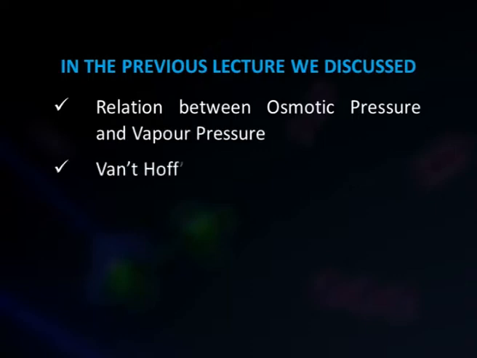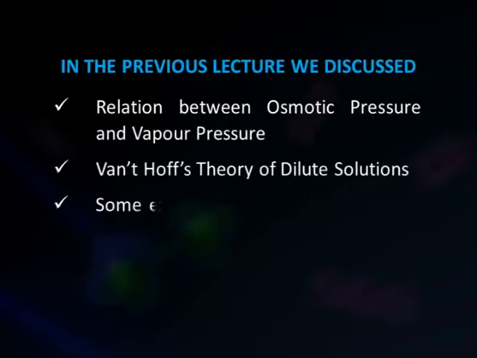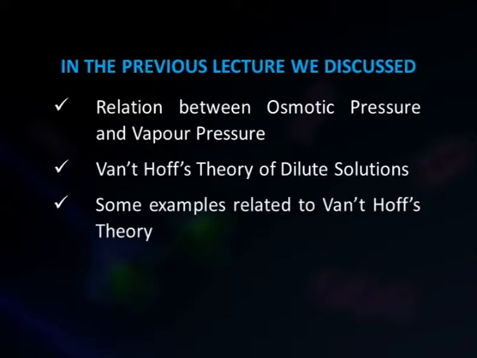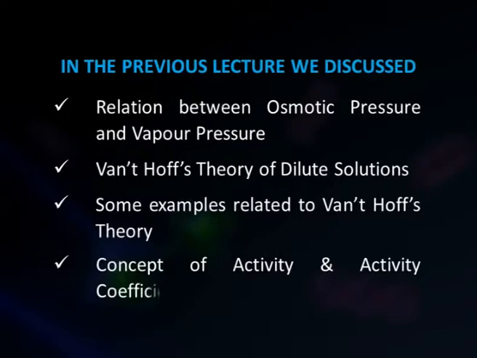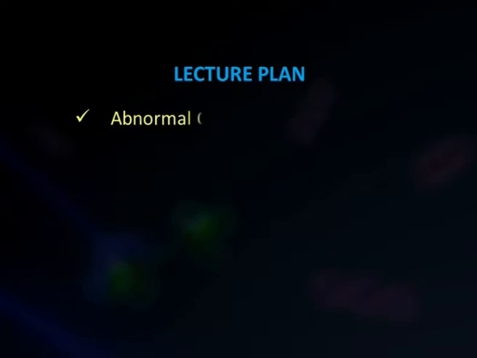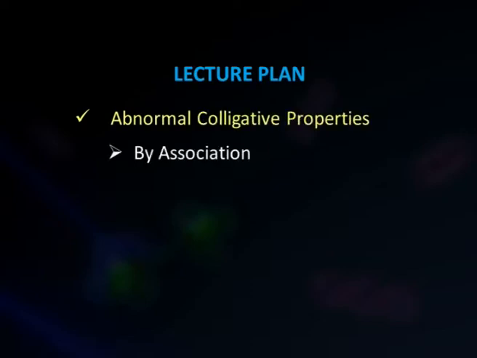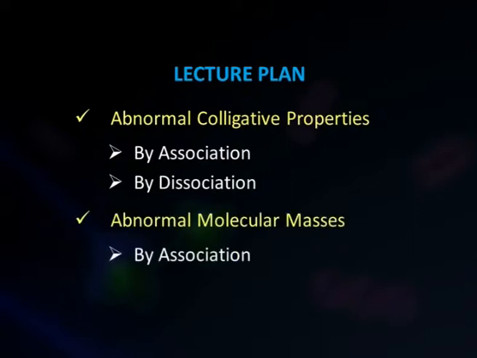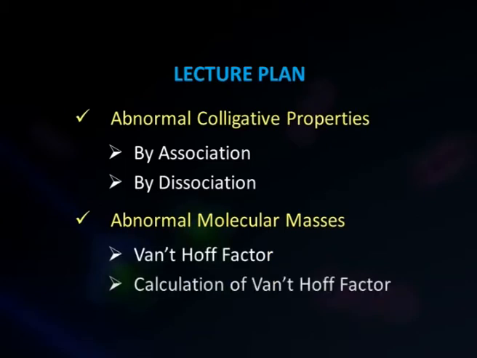For the unit solutions, dilute solutions and colligative properties, in the previous lecture we discussed the relationship between osmotic pressure and vapor pressure, Van 't Hoff's theory of dilute solutions, some examples related to Van 't Hoff's theory, and the concept of activity and activity coefficient. In continuation, today we are going to discuss abnormal colligative properties by association and dissociation, abnormal molecular masses again by association and dissociation, Van 't Hoff factor and calculation of Van 't Hoff factor.